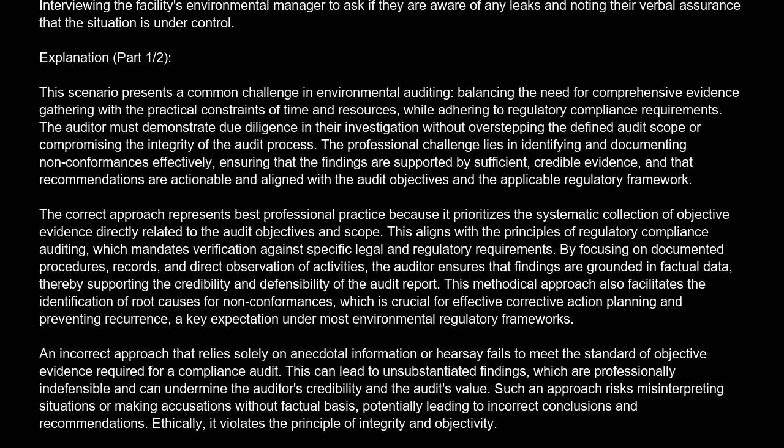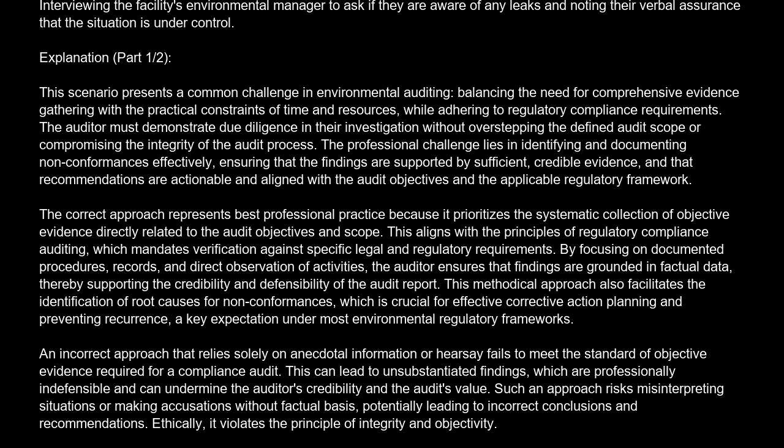The auditor must demonstrate due diligence in their investigation without overstepping the defined audit scope or compromising the integrity of the audit process. The professional challenge lies in identifying and documenting nonconformances effectively, ensuring that the findings are supported by sufficient, credible evidence, and that recommendations are actionable and aligned with the audit objectives and the applicable regulatory framework.